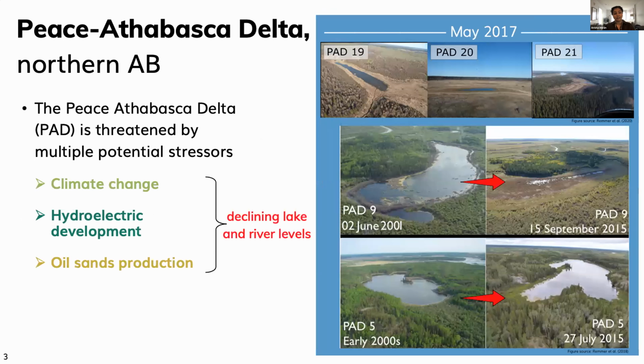So the Peace Athabasca Delta, I'll probably call it the PAD in the presentation, is threatened by multiple stressors. One of those stressors is climate change, which continues to alter the seasonal distribution of precipitation by shortening the duration of seasonal ice cover and increasing the rate of evaporation. Upstream regulation of hydroelectricity also alters the seasonal distribution of discharge, and water withdrawal for oil sands production reduces discharge as well. So all of these stressors have been linked to declining lake and river levels during recent decades, yet no comprehensive aquatic ecosystem monitoring program was in place for lakes in this landscape.